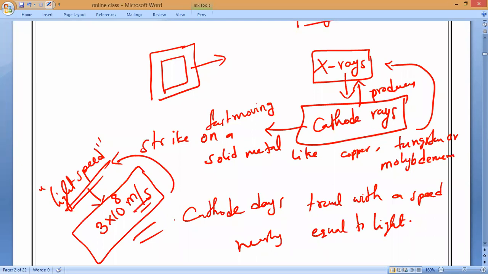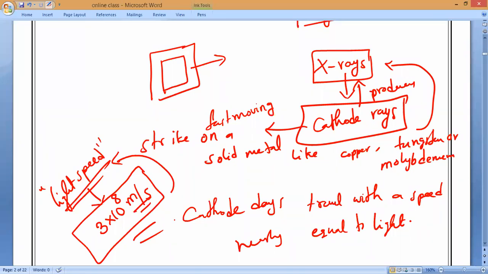3 into 10 power 8 meter per second. You have to know it's a very basic value. Clear? That is the charge of an electron, the charge of a proton. All these things, by class 9th itself, we have to know. That is everybody's expectation.